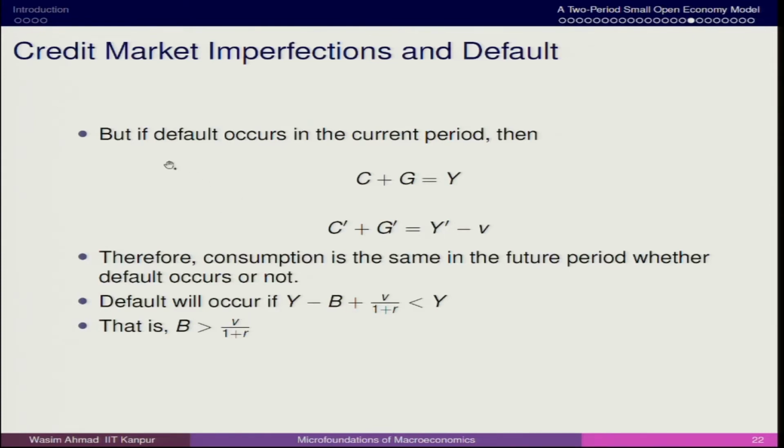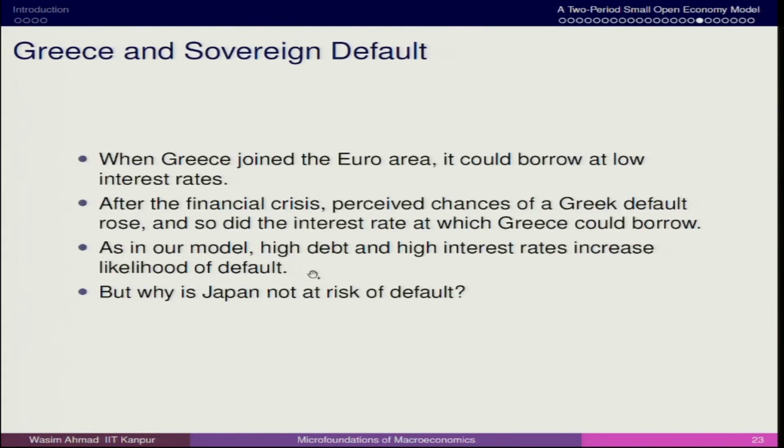Here, if default occurs in the current period, then this particular amount will be subtracted from your future income, right. But if you have Y minus B plus V upon R that is less than Y, then you have the defaulting scenario most likely, that you have to bear the burden. As long as your bond is greater than the defaulting cost, 1 plus r, there is a chance that you will be defaulting given the credit market imperfections.